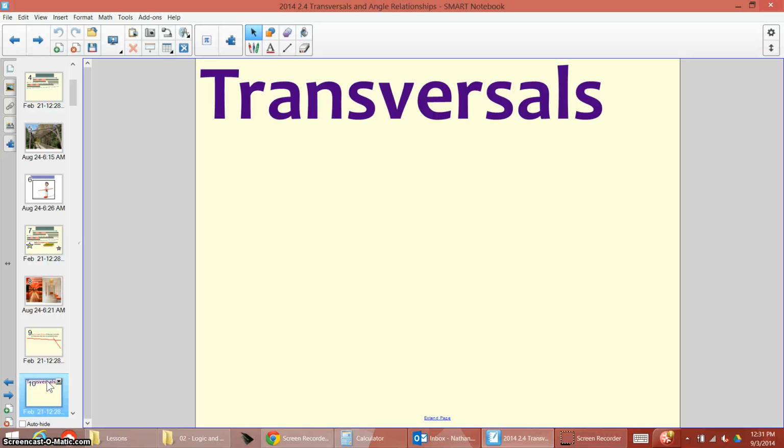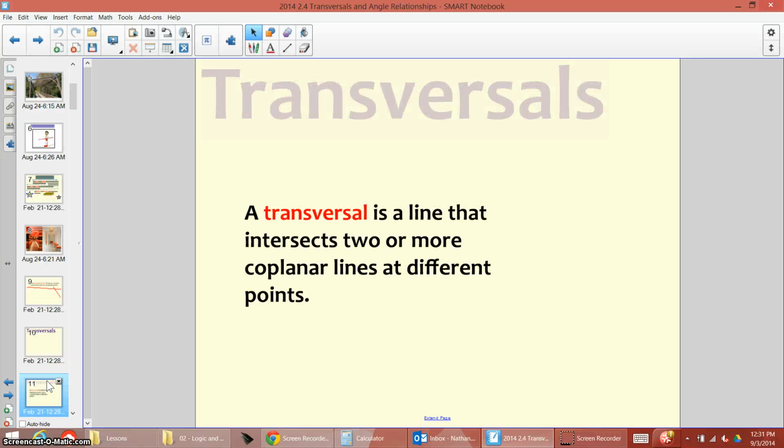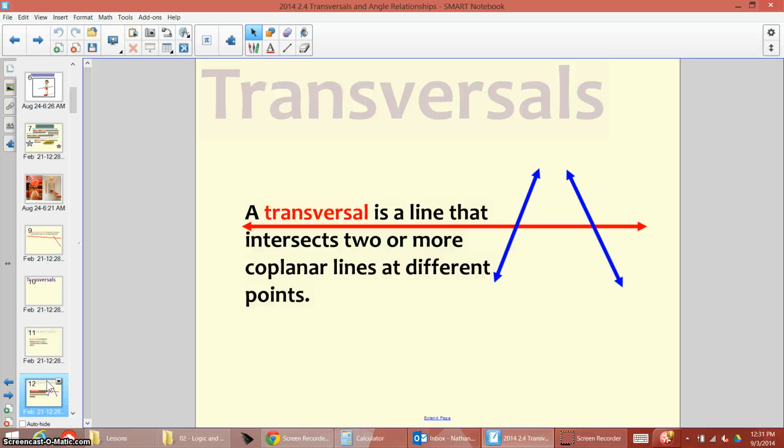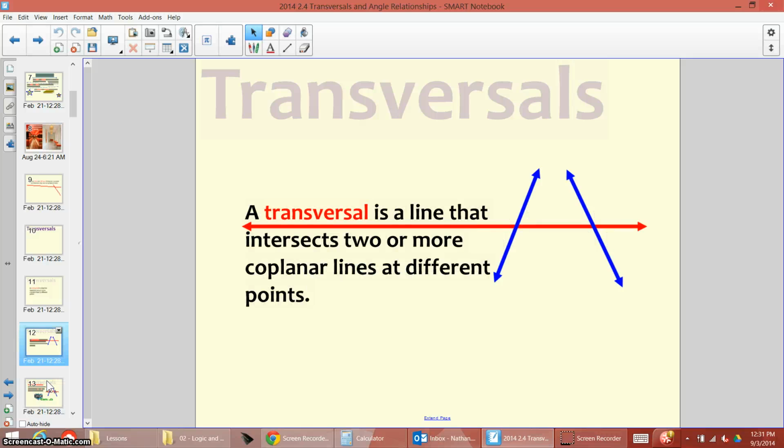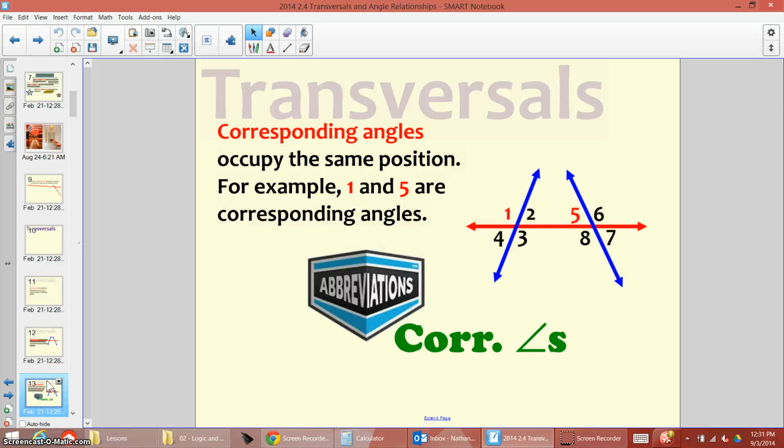Transversals. Transversals are very specific. It's a line that intersects two or more coplanar lines at different points. Right here, this red line. It cuts the two blue lines at different places. We don't have specific names for the blue lines, but the red one that cuts them across is called the transversal.